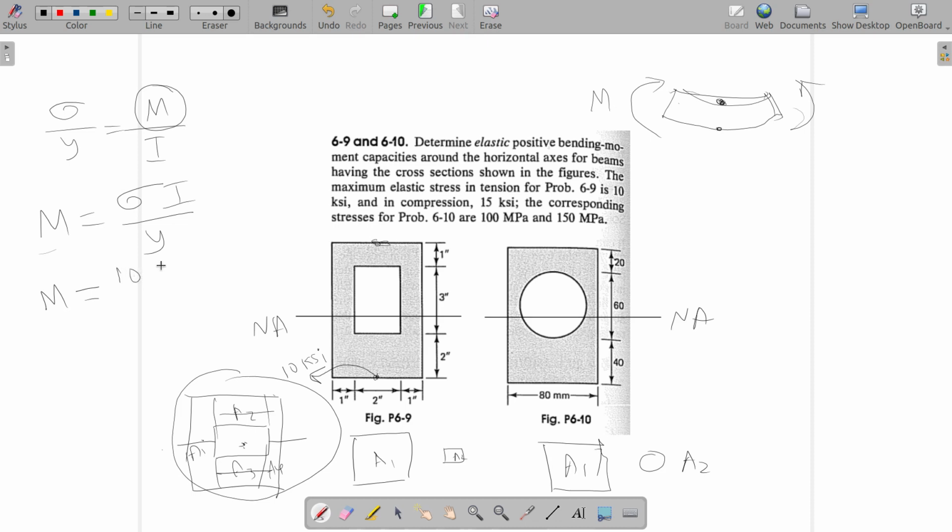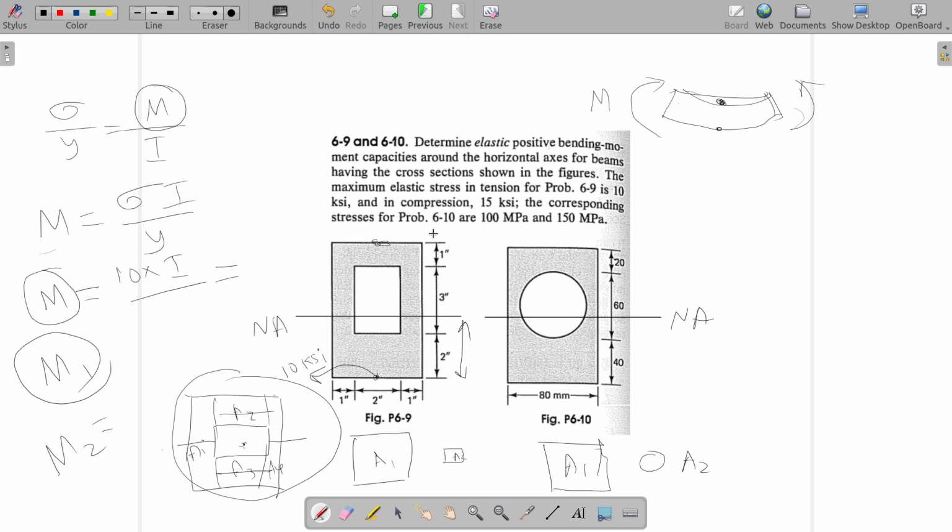after converting to proper units. Okay, use the value of I, and y will be what? Y will be the distance between the neutral axis and this point. So using that you will calculate the value of M, the value of M for maximum elastic stress in tension. Okay, we will call it M1. Okay, and then calculate M2.